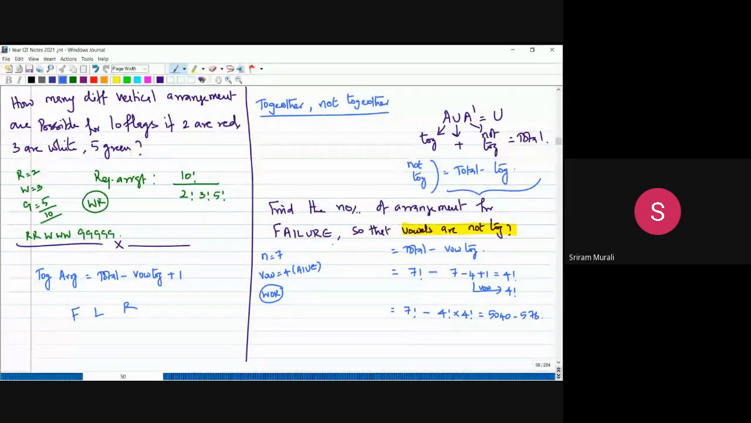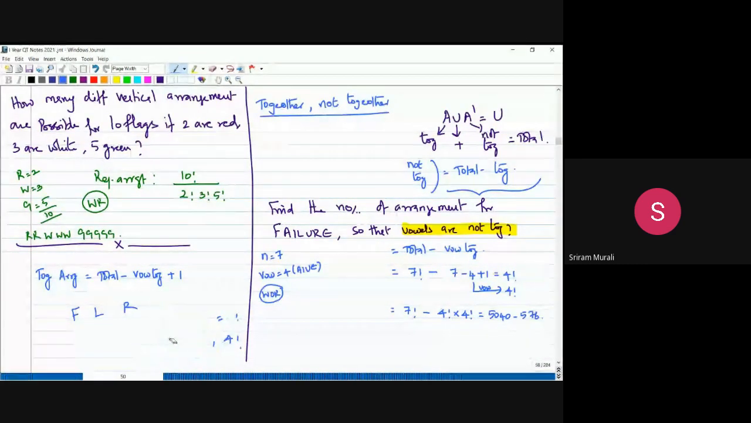In the word failure, vowels not together. So vowels not together means total minus vowels together. Total, how many letters are there? 7. So that is why it is 7 factorial. What is 7 factorial? You all nodded your heads the other day. Alpha, beta, gamma: what should be done? 3 factorial. Alpha, beta, gamma, delta and another 4 factorial. Did I not teach how to arrange all these things?